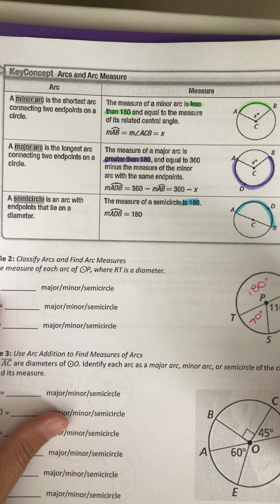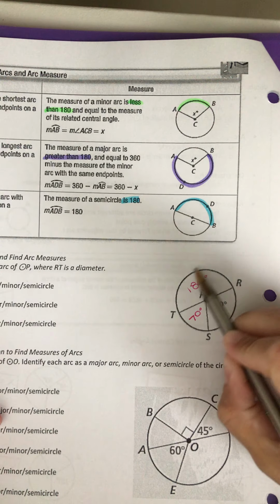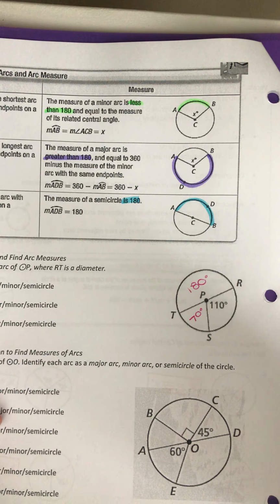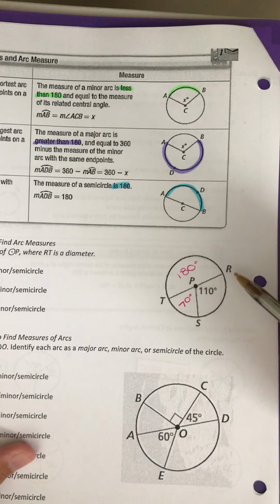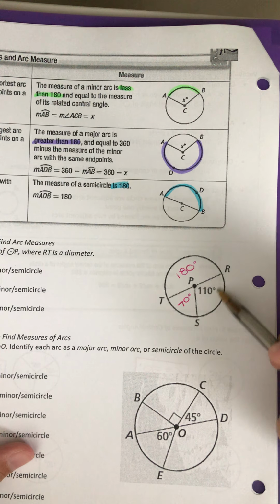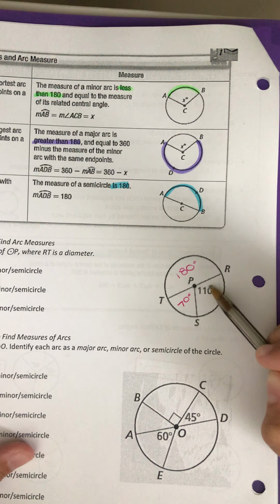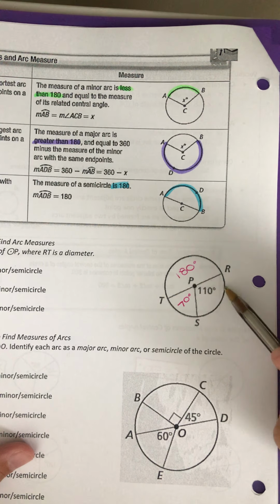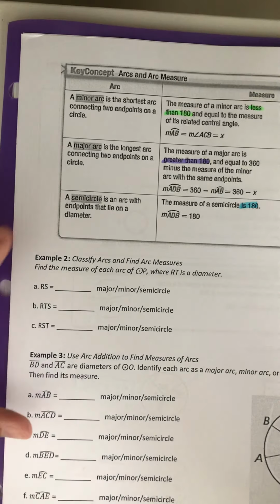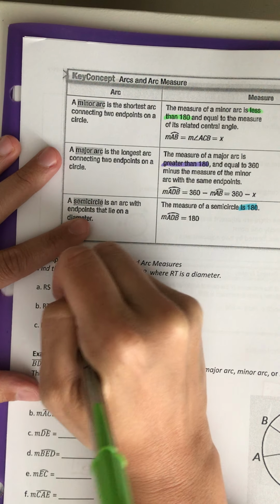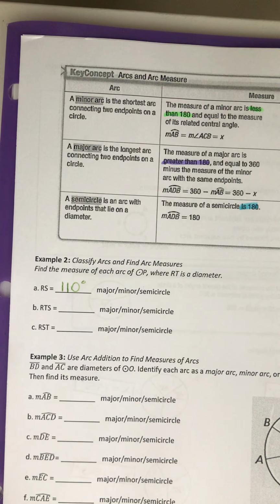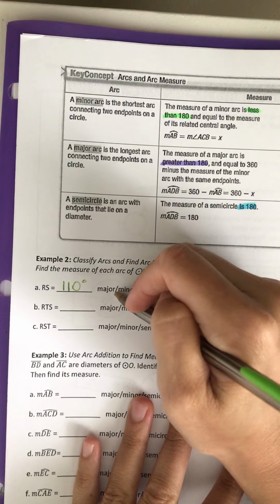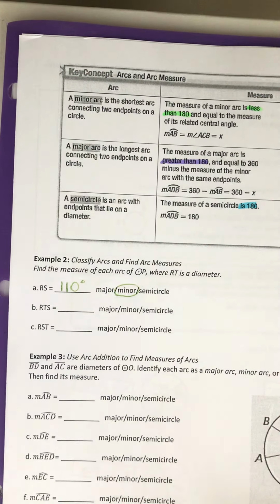Arc RS. And I know what you're thinking. Do I go this way? Do I go this way? Unless it gives you a third letter, you always use the shortest distance. So RS is talking right here. So RS talks about this 110 degree angle. So RS is 110 degrees. And since it is less than 180, it is a minor arc.